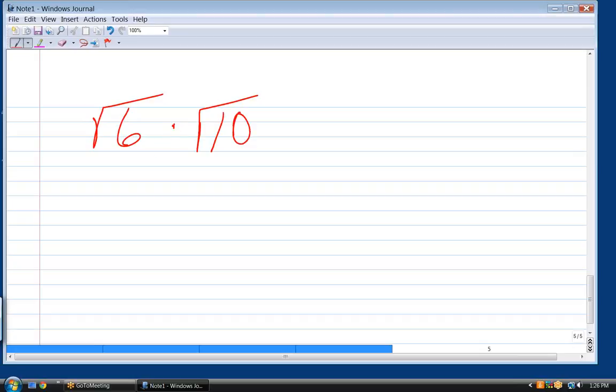Notice that neither one of these can be simplified. I can't simplify the square root of 6 because that's square root of 2 times square root of 3, and neither one of those is a perfect square. I can't simplify this because that's square root of 2 times square root of 5, and neither one of those is a perfect square. But if we apply our first rule, what is it? 60. Now, does 60 have any factors that are perfect squares?